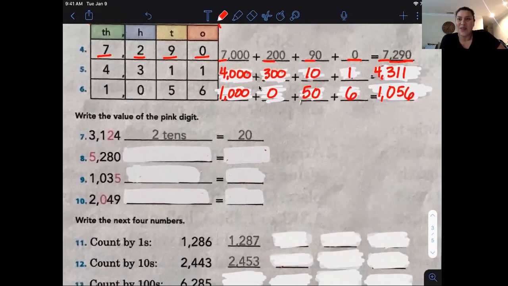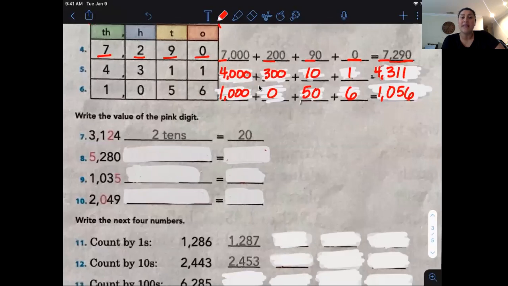Okay, this is where they want to trick you, so put your thinking caps on. You're going to write the value of the pink digit, so we're only going to focus on the number in pink, okay? They're asking you what place in the place value they are, right? What value does it have? So the first one, 3,124. That is in what place? What room in Daddy Digit's house? In the tens room, right?